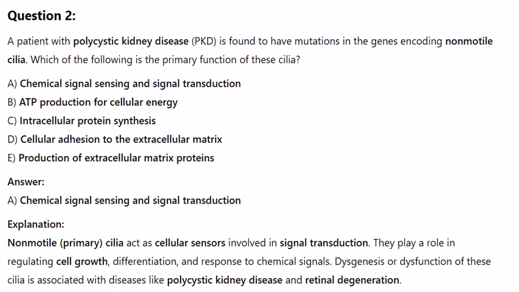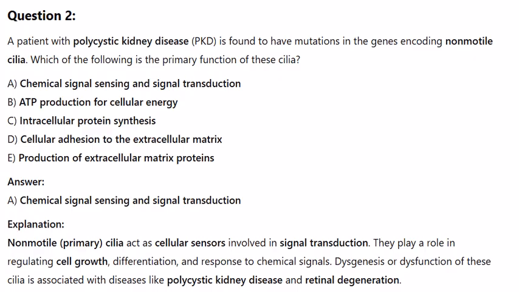Question 2. A patient with polycystic kidney disease, PKD, is found to have mutations in the genes encoding non-motile cilia. Which of the following is the primary function of these cilia? A. Chemical signal sensing and signal transduction. B. ATP production for cellular energy.